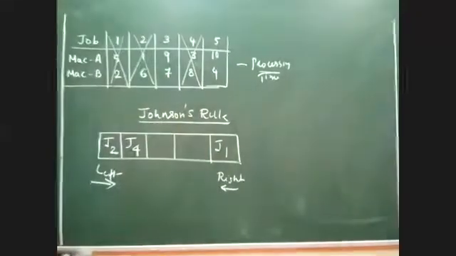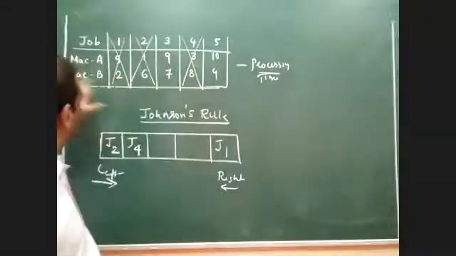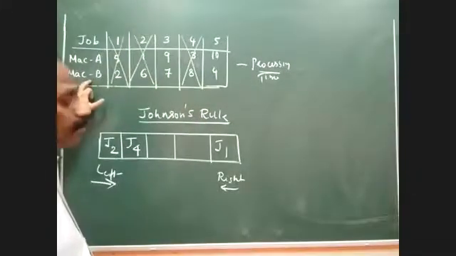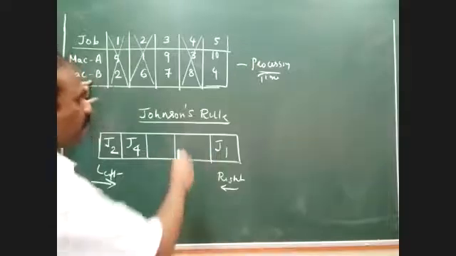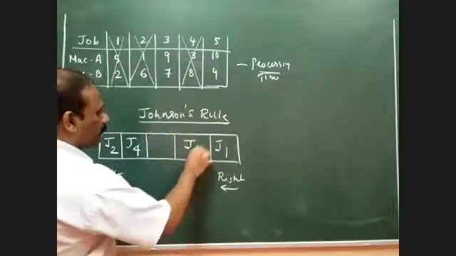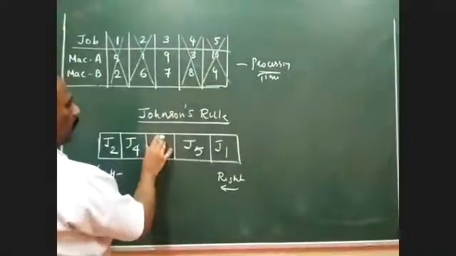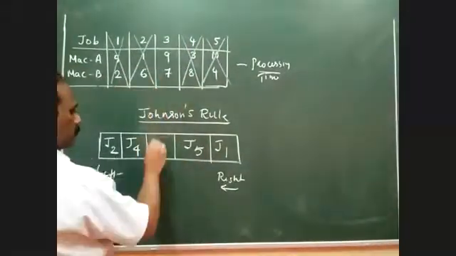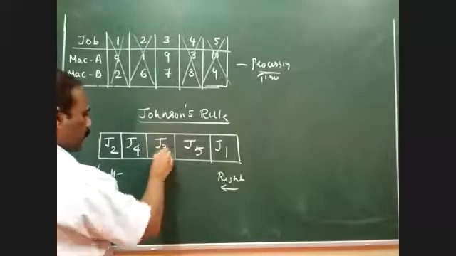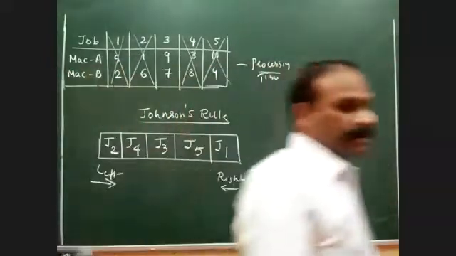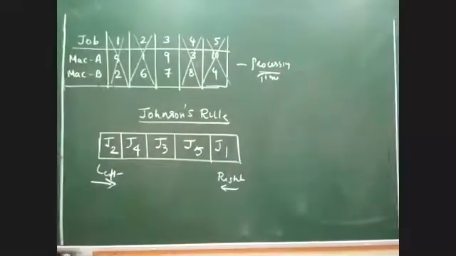Now in the remaining values, tell me which is the lowest value? 4. Where is 4? Machine B. So machine B, what should we do? Right side. So this will become job 5. And last, whichever value is remaining, we can directly fill. This will become J3. Have you all understood? This is called Johnson's rule principle.